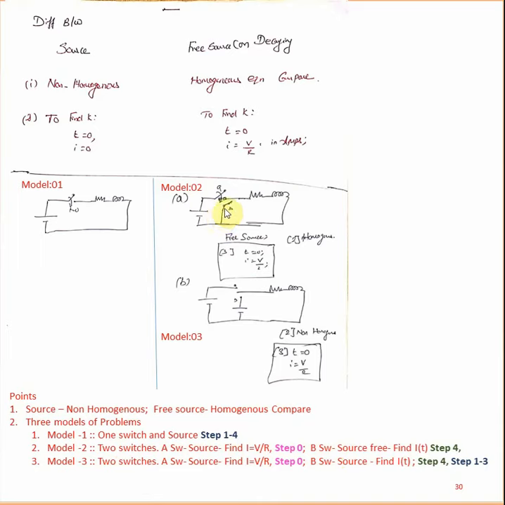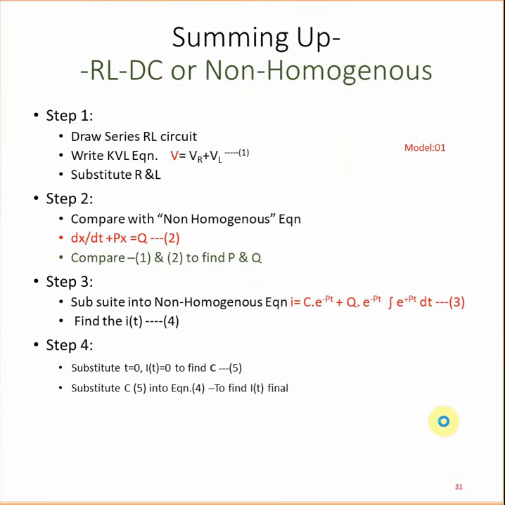Then next, switch B is closed. In the circuit with switch B, does it have any source? No source. No source means homogeneous, so you can go ahead. It also has four steps. But one more thing to keep in mind: step number 4 is very important, that's why I have changed the colors. What is step number 4? The value you found in step number 0, i is equal to V by R, you need to substitute in step number 4.